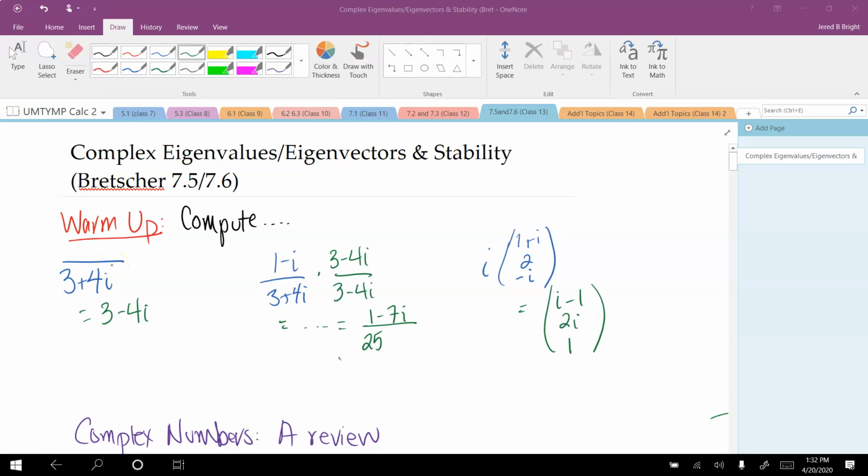So the bar over the top just means the conjugate, and that means change the sign in front of the imaginary component. When we divide complex numbers, we actually multiply by the reciprocal, or multiply by the complex conjugate to numerator and denominator. And then the last one, just remember that i times i is minus 1.